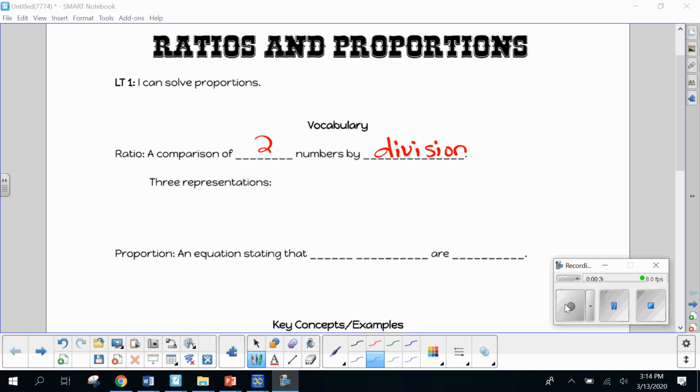First one would be as a fraction. So I'm going to use the numbers 3 and 4. If I write this as a fraction, I'm going to write 3 over 4. I can write a ratio with a colon, 3 colon 4, which means 3 to 4. Or we can write it out as 3 to 4.